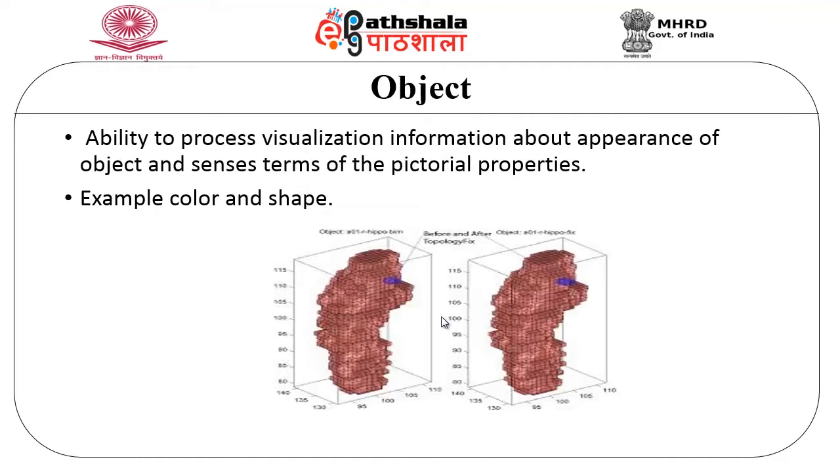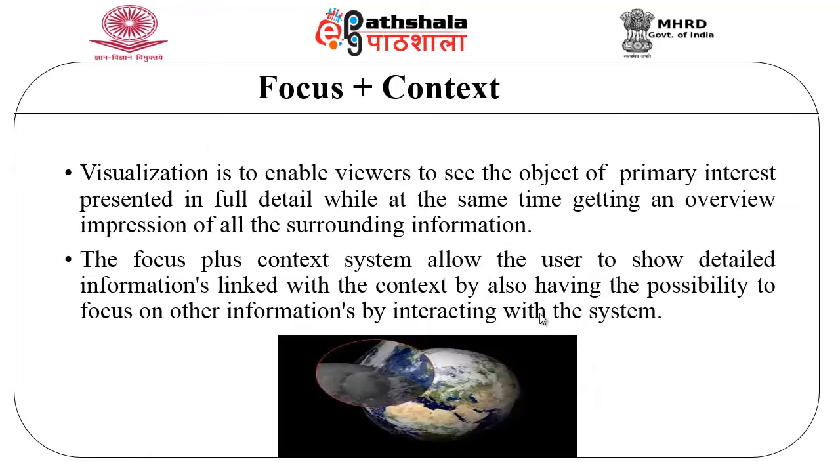The next one is object. The ability to process the visualization information about appearances of the object in terms of the pictorial properties, for example, color and shape. We try to memorize the color and shape of the object as such, which helps us to remember the entire object. Next is, what is focus plus context?